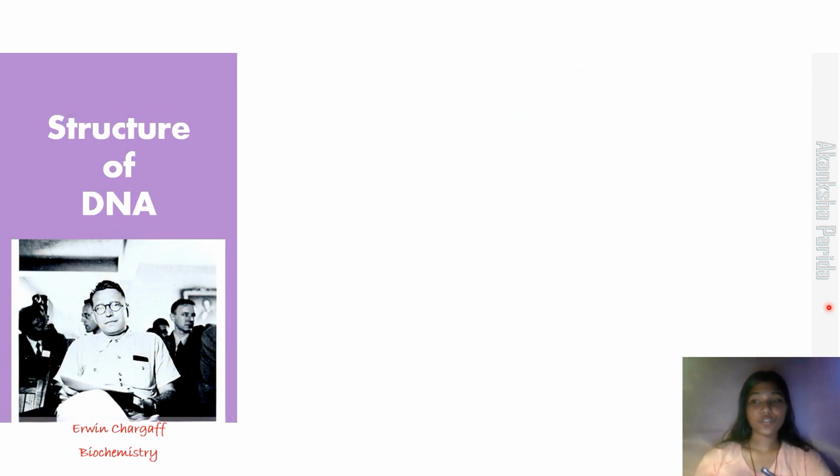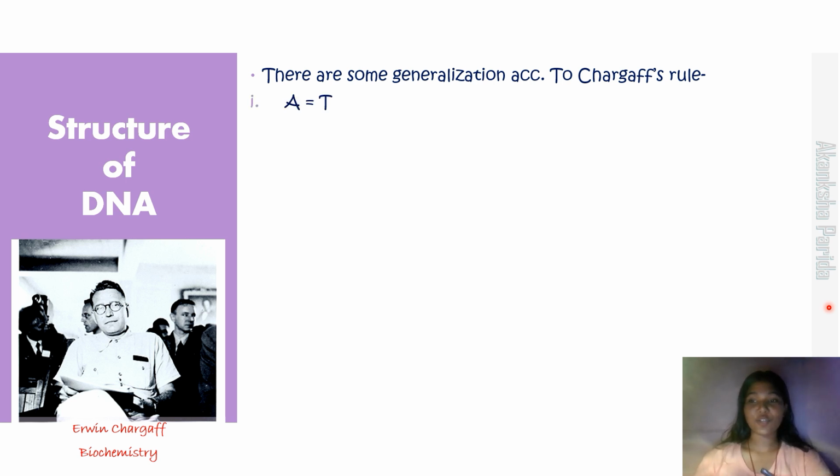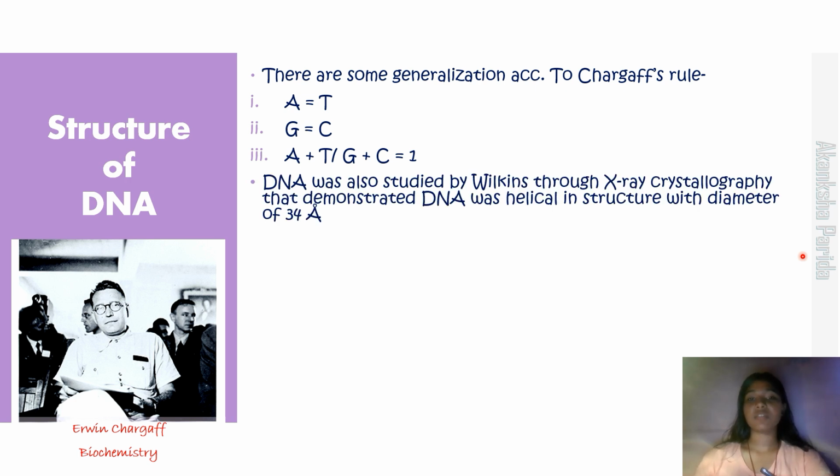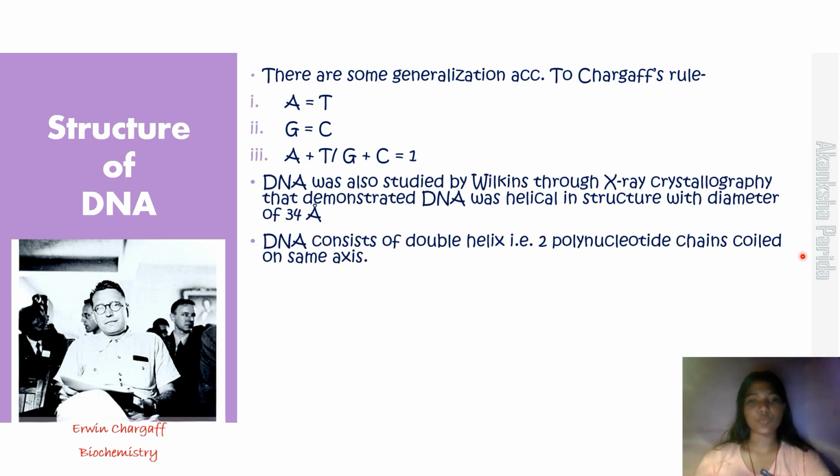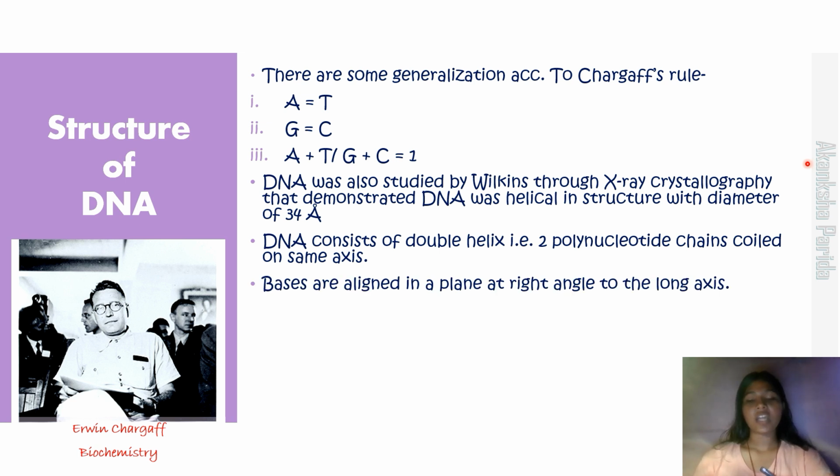The structure of DNA. There are some generalizations according to Erwin Chargaff. Here is the photo of Erwin Chargaff. Adenine is equal to thymine, guanine is equal to cytosine, and A plus T by G plus C is equal to 1. DNA was also studied by Wilkins through X-ray crystallography, and he demonstrated that DNA has a helical structure with a diameter of 34 angstrom.